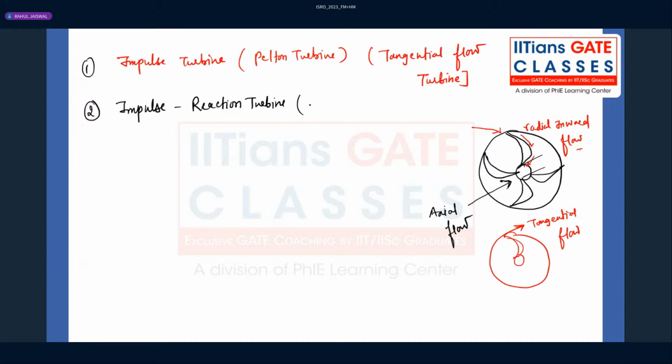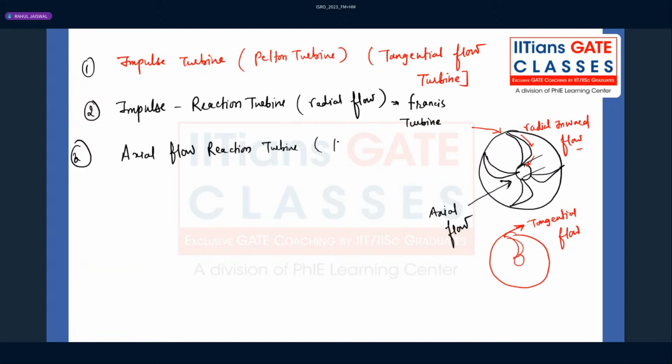Now tell me, impulse reaction turbine. We also call this radial flow. Under this particular category, which kind of turbine will be mostly suited? Here we have Francis turbine. A third category we have is axial flow turbine, axial flow reaction turbine. Flow will be happening parallel to the shaft. Axial flow reaction turbine. So we have Kaplan turbine.